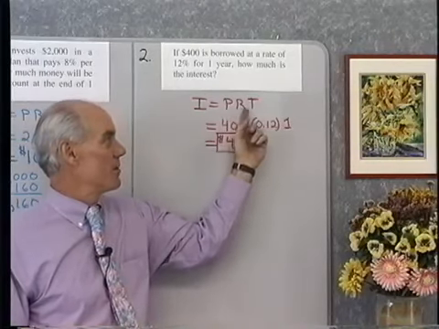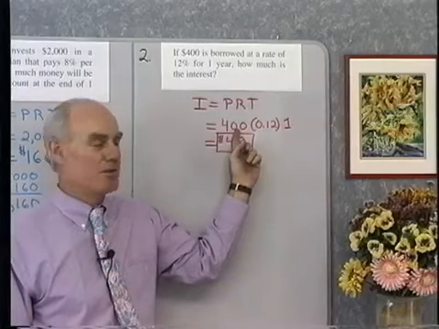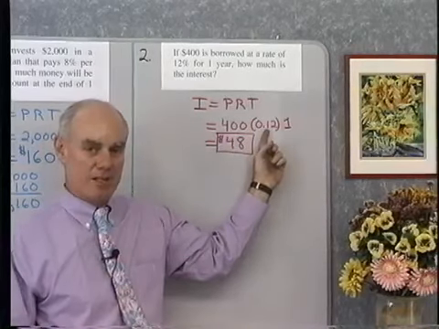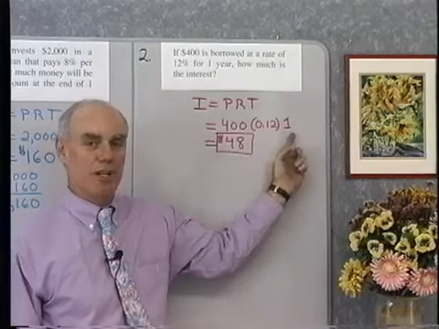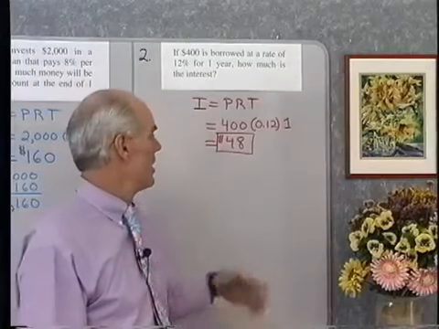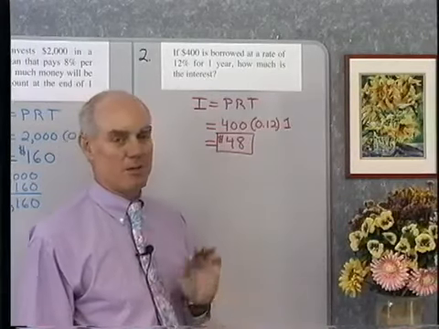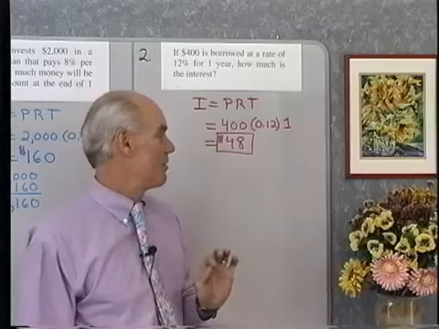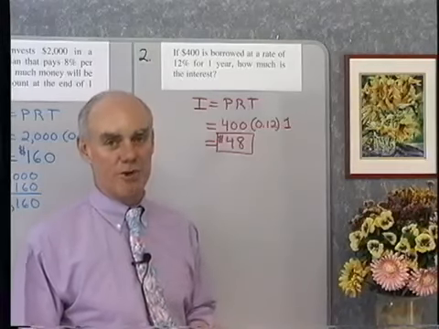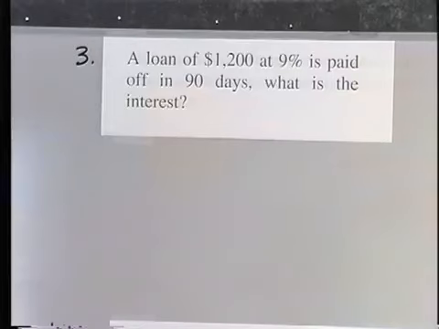So principal times rate times time. Principal is the amount of money that you start with. The interest rate is a percent, which I change to a decimal, and then the amount of time is always given in years. So if you borrow $400 at a simple interest rate of 12%, after 1 year you will owe in interest $48. Here's another problem.